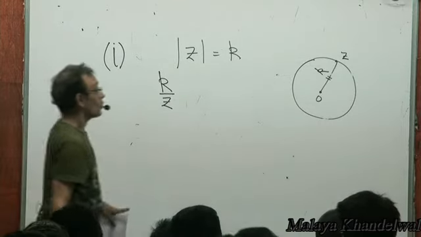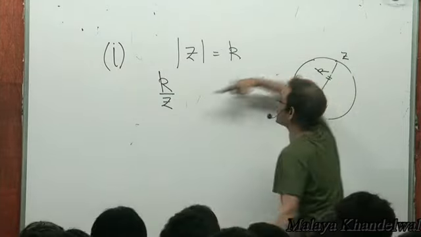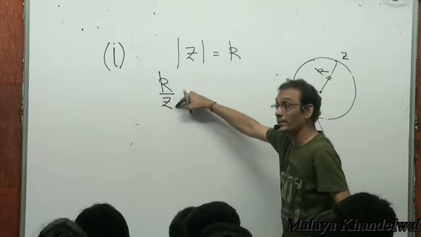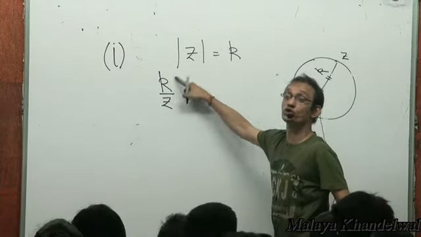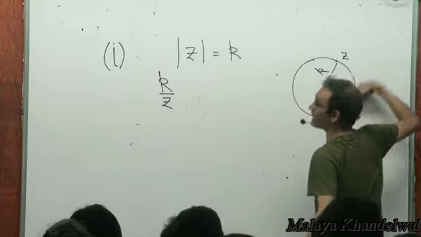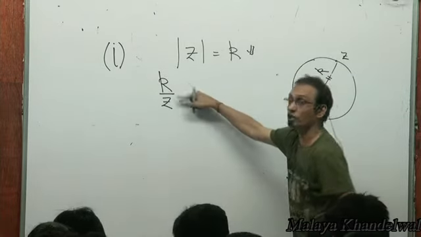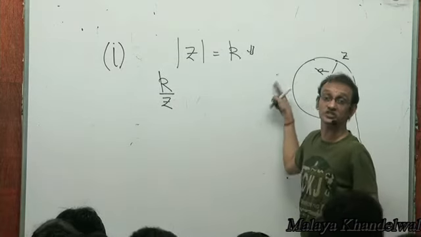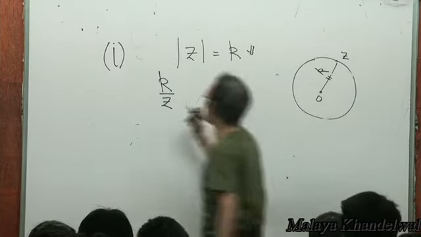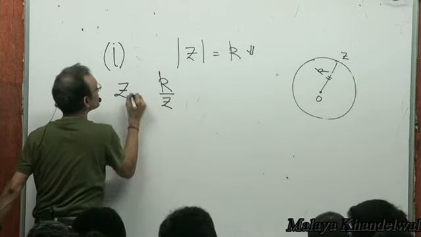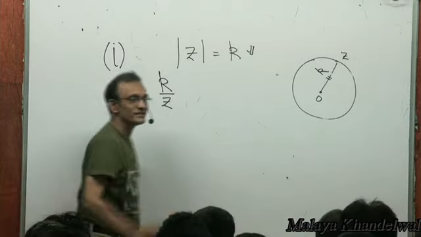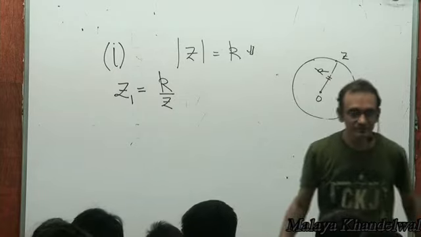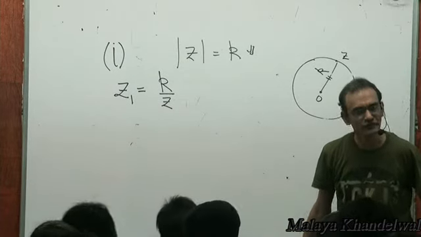For every such z, I can construct a complex number k by z. I want to find the locus of these k by z's. For every such z lying on this circle, I can construct a complex number k by z. You know what I'm saying? Okay. That means I want to find the locus of z1.